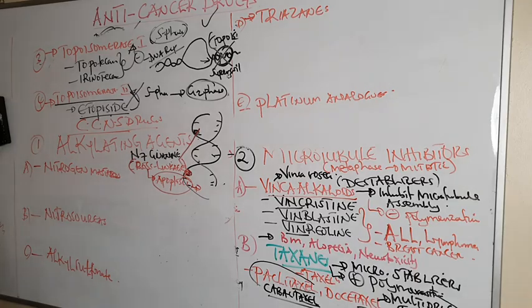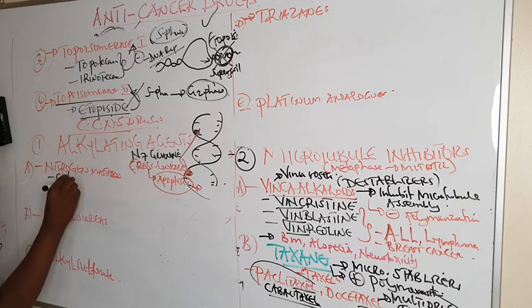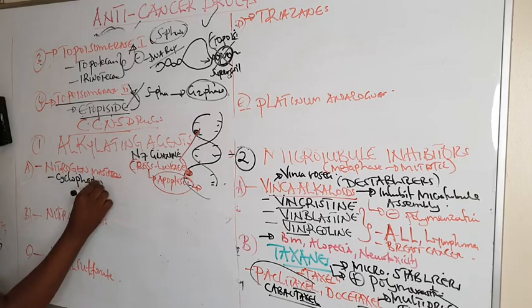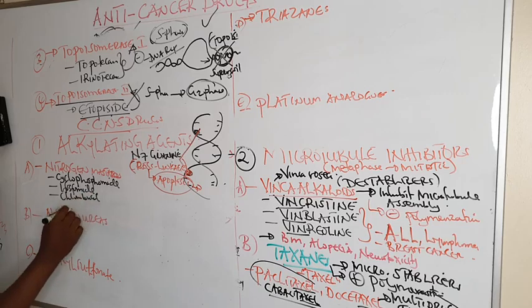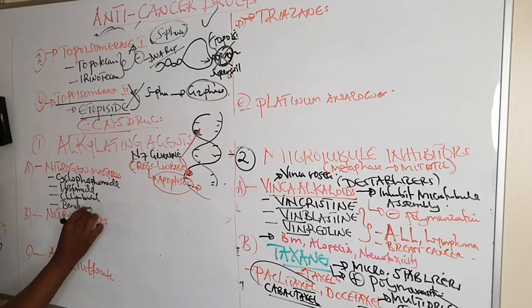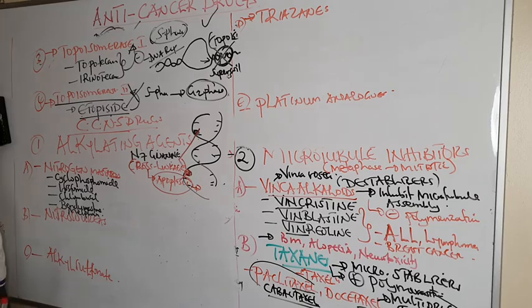So with nitrogen mustards, examples of nitrogen mustards include cyclophosphamide, ifosfamide, chlorambucil, bendamustine, and also melphalan. These are some of the drugs seen under nitrogen mustards.